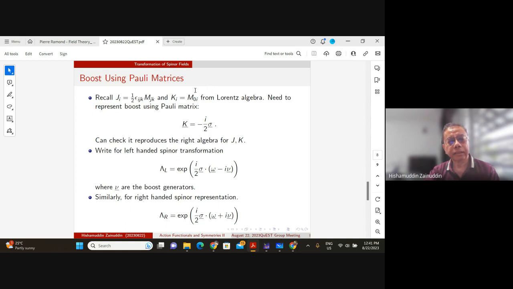And you can check by defining your K as follows, with the negative i over 2 there. I did this just to make sure that if somebody asked me today, I have worked those out. So you can check that it reproduces the right algebra for J and K. You remember the J and K here.